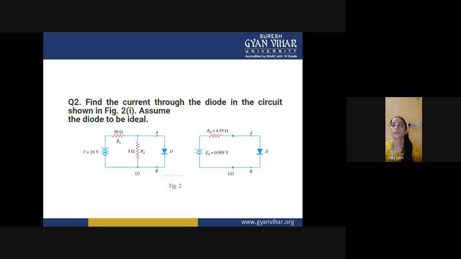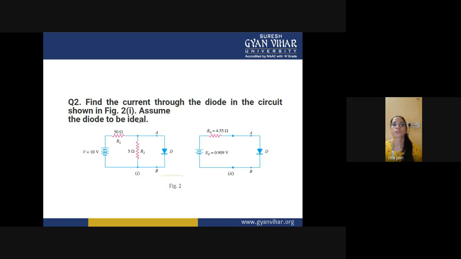So what you have to do, it means the diode is conducting. So it means that the diode will behave like a closed switch. Now you have to apply the Thevenin theorem to this circuit. So what is the Thevenin theorem? The procedure of Thevenin theorem is this: the branch in which you want to find out the current, first you have to remove that branch.